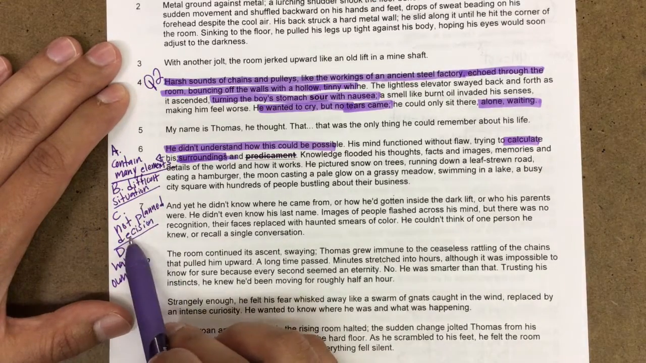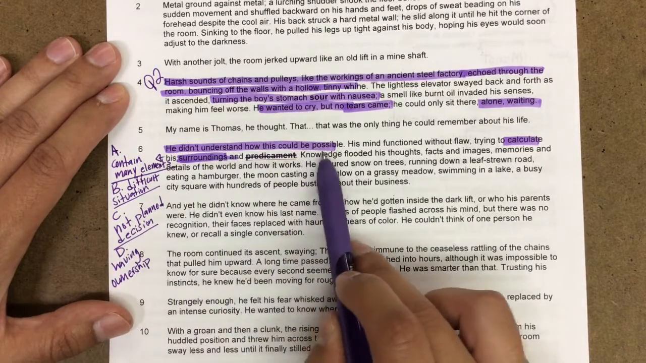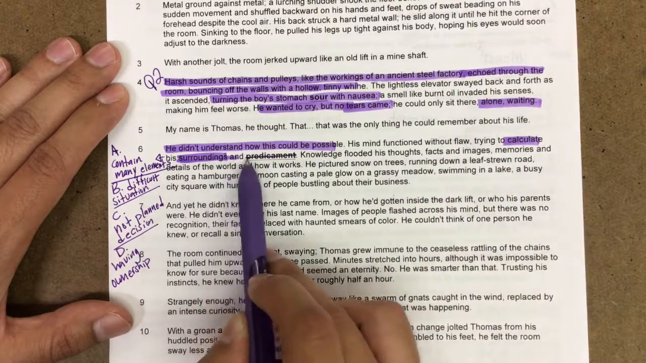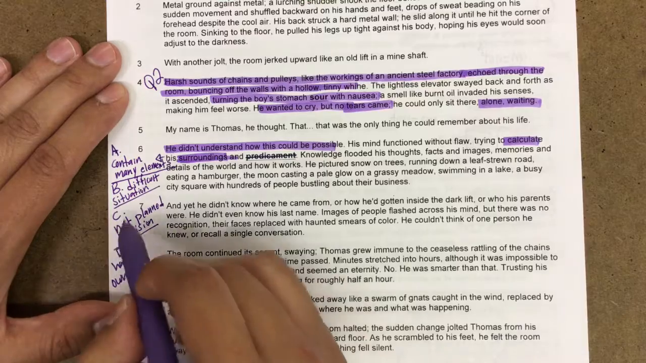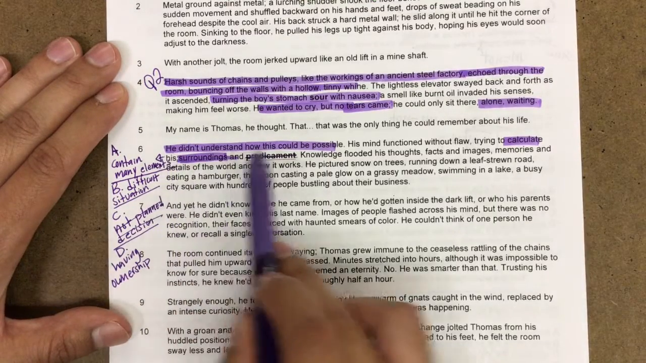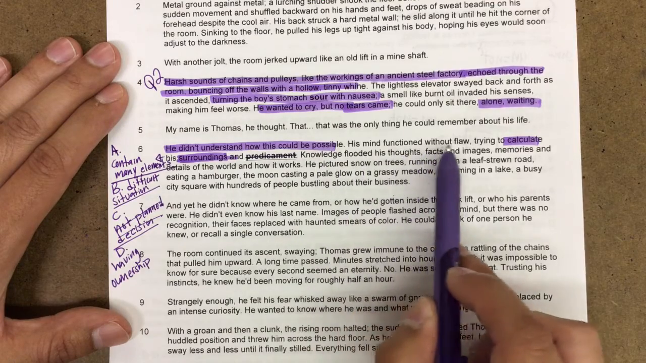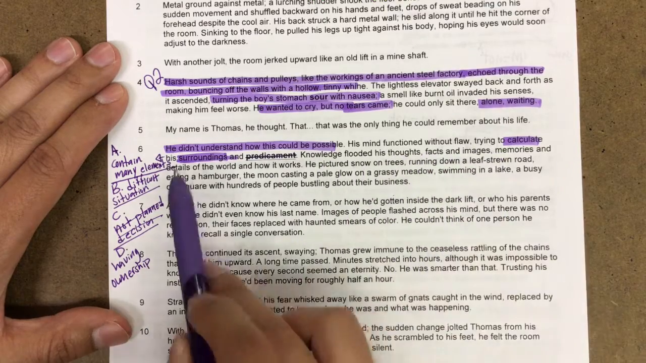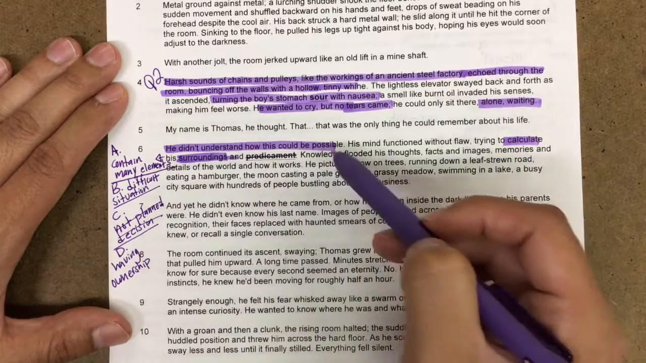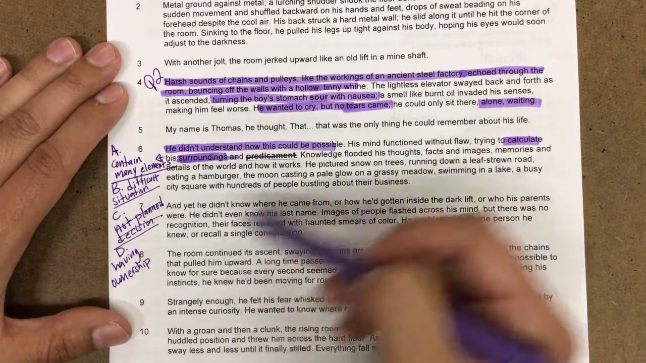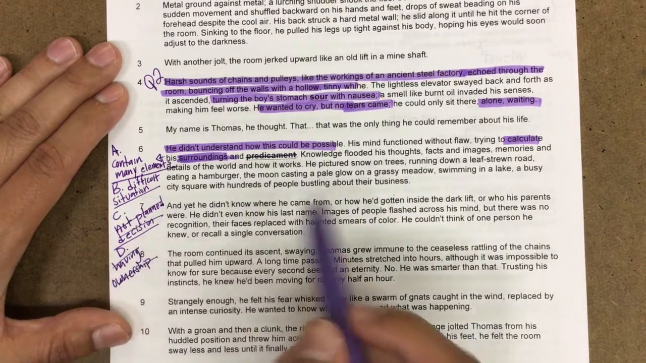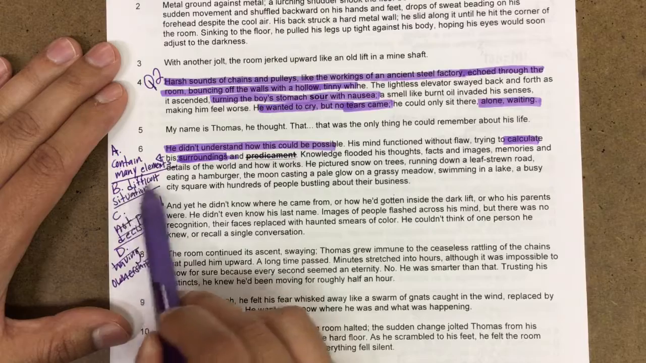Is it not planned decision? He didn't understand how this could be possible. His mind functioned without flaw. Trying to calculate his surroundings and not planned decision? No, that does not fit the context, so cross it out. He didn't understand how this could be possible. His mind functioned without flaw. Trying to calculate his surroundings and having ownership? We don't have any clues or context that shows that the word predicament should mean having ownership, so cross it out. It's either contain many elements or difficult situation.